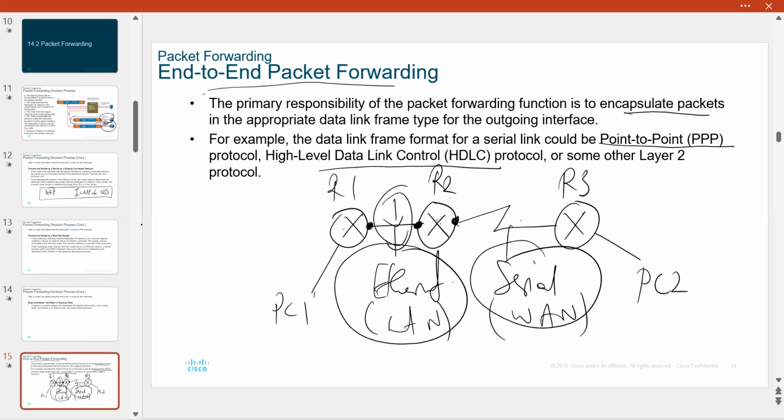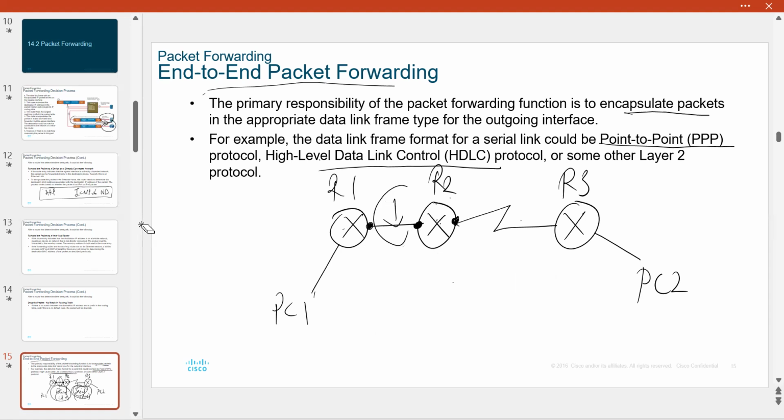Ethernet, are you familiar with it? That's the one we've been using all along. But we also have PPP, point-to-point protocol, or high-level data link control protocol, which is used currently with some serial interfaces. The difference with serial interfaces is that there is no MAC address. Since there is no MAC address, there is no ARP request or ARP table on a serial interface. So it's a different case altogether. That's it for end-to-end packet forwarding.